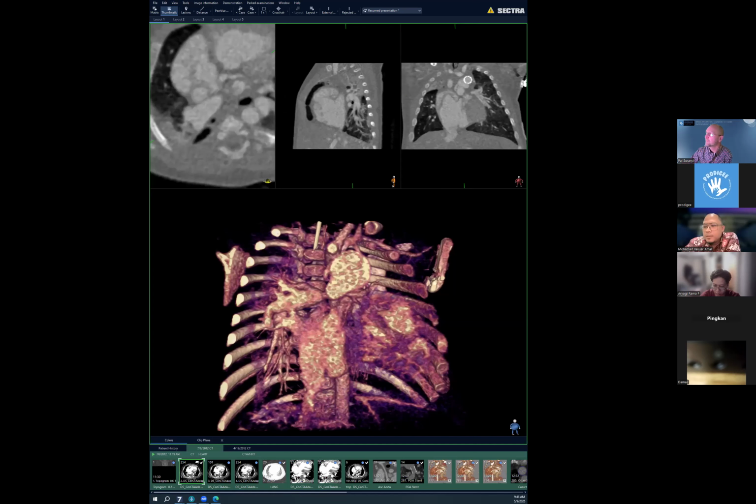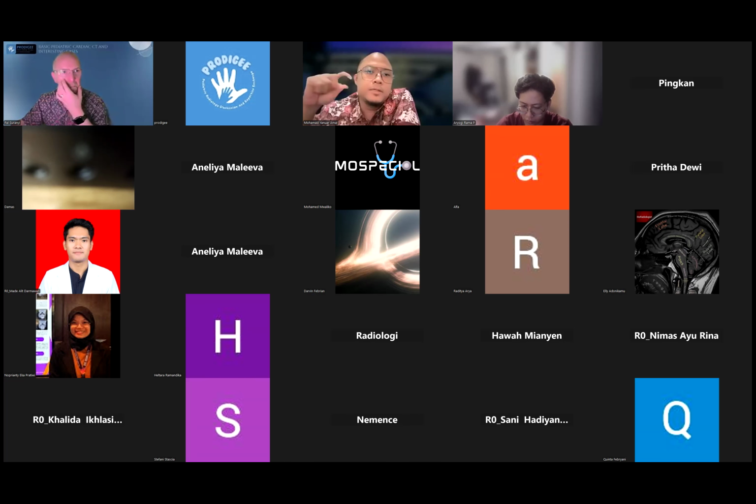Yeah, we use injectors for the cardiac scan. So we use triphasic injection. We mix the contrast with the saline flush. So yeah, we use the injectors, but for the type of contrast, we usually use the 370 or 350 milligrams per milliliter iodine contrast.